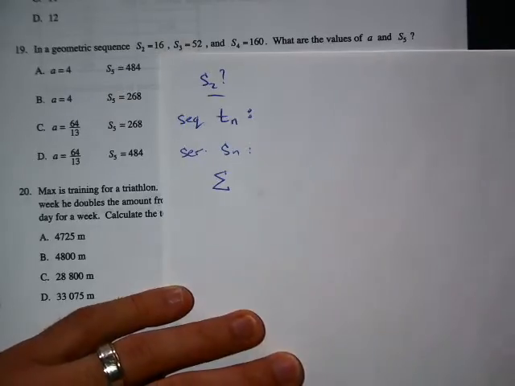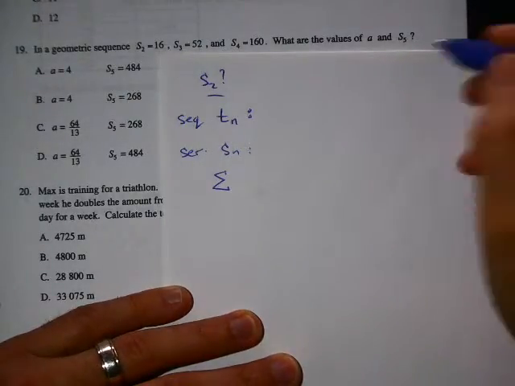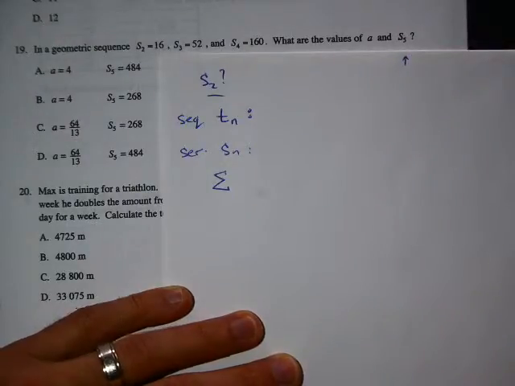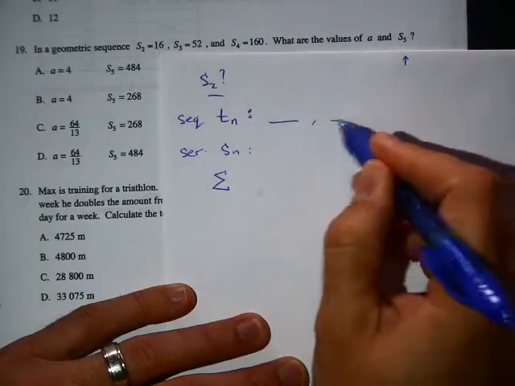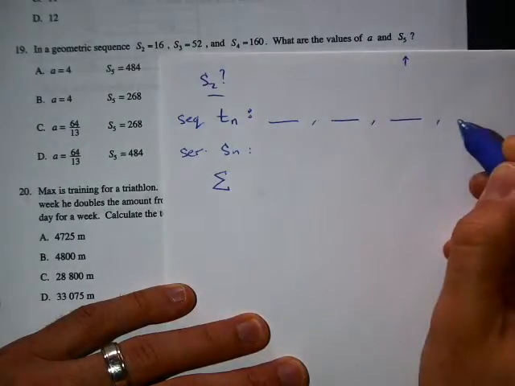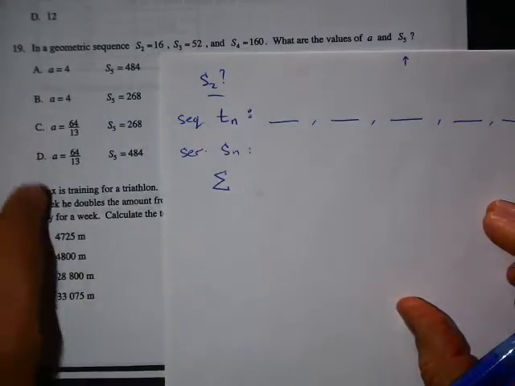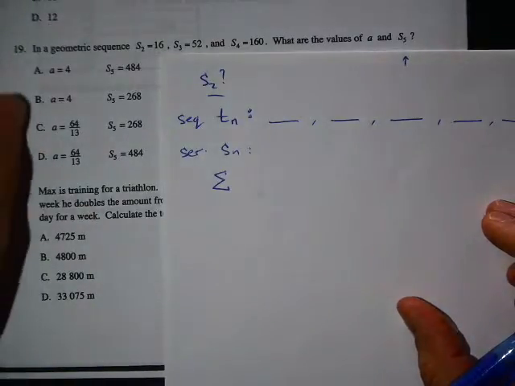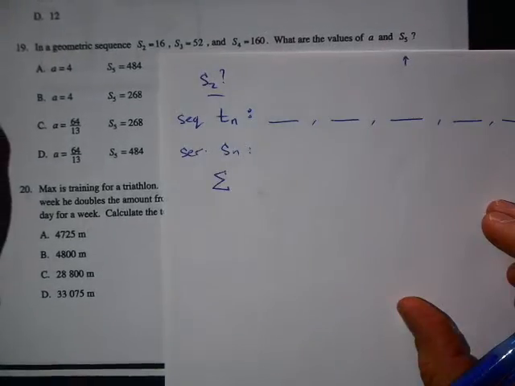How many different blanks are we going to have here? We're looking all the way up to what? What's up there? S5. So we know that we're going to have five different spots.